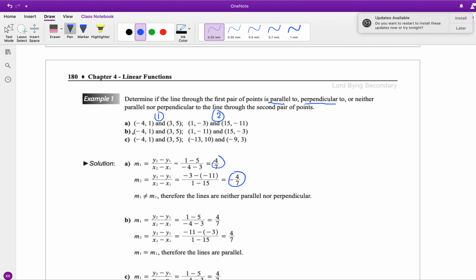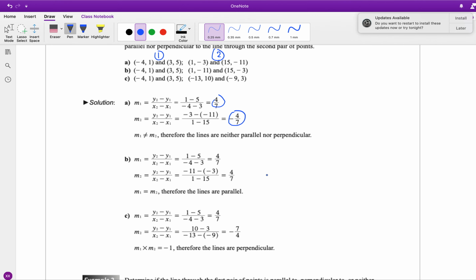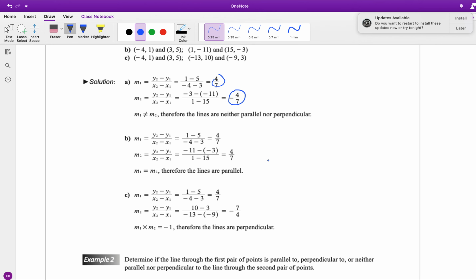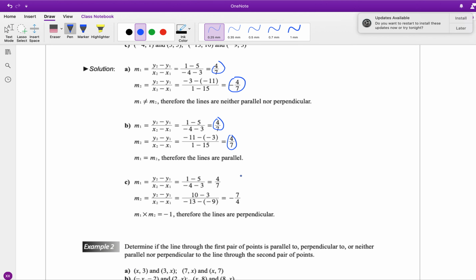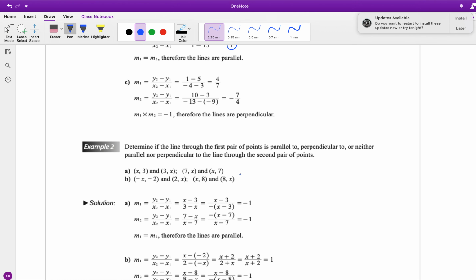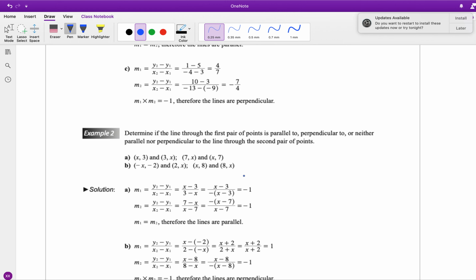Now the next B is same thing, 2 points on one line, 2 points on the other line. Now you use 2 points to calculate the slope of each line. Now this one equals to this one. Oh, sure, they're parallel. Okay, now next one, they're perpendicular. So this is not interesting whatsoever. But then let's take a look at this one. This might be a little bit more interesting.